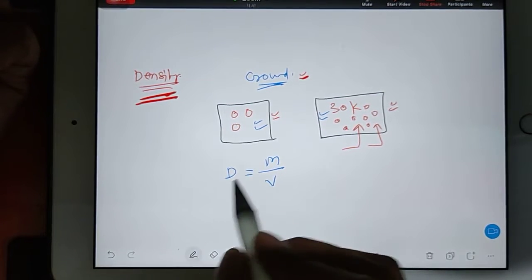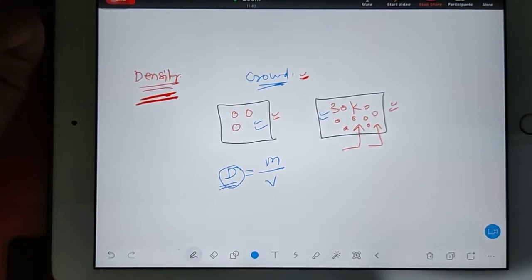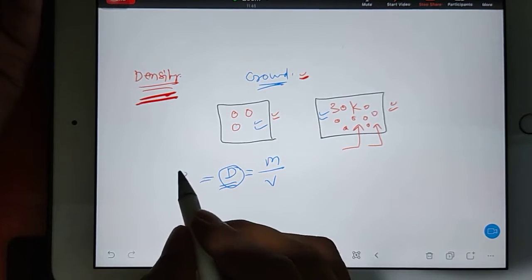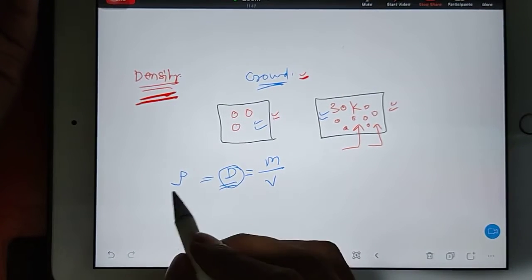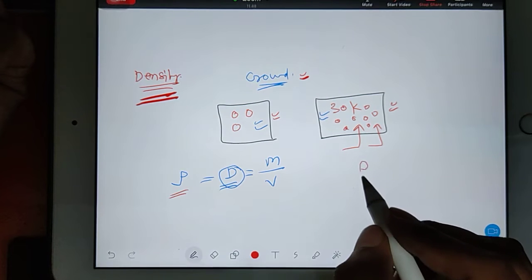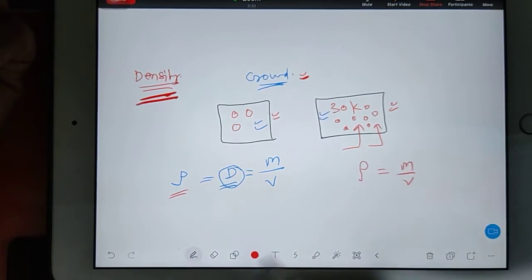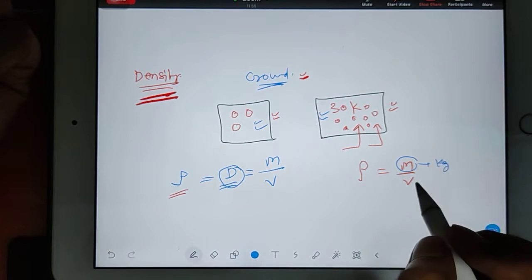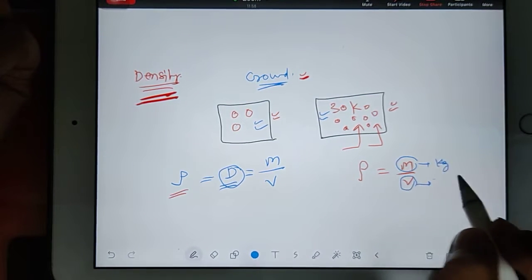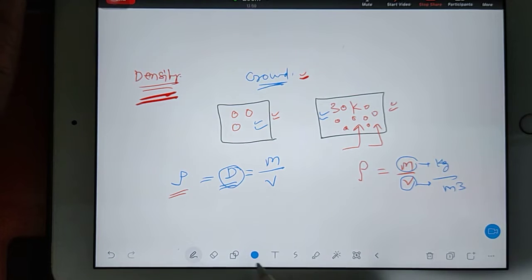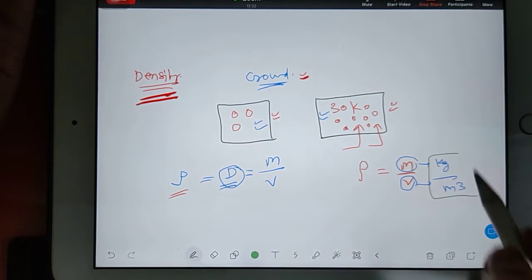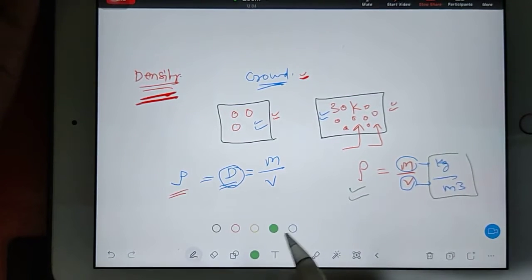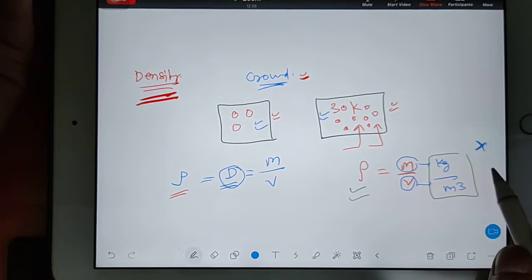D is a very popular symbol for density, but we use rho as the symbol of density. So rho is equal to mass by volume. If you check the unit, mass has unit kg, and volume has unit meter cube. So kg per meter cube is the unit for density. Do we have any other unit for density? No. We use only this as the standard unit for density.